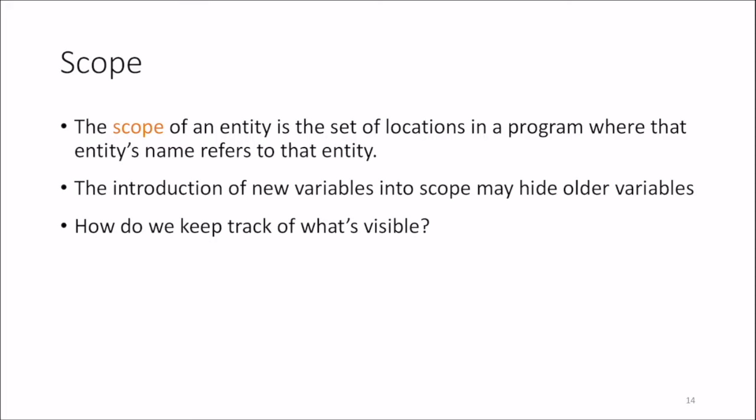So what is scope? The scope of an entity is a set of locations in a program where that entity's name refers to that entity. So you define it somewhere and then you use it in various other places, right? The introduction of new variables into the scope may hide older variables. So you can use the same name in a new scope, and that might shadow an older definition. So we want to keep track of what's currently visible, and that's a problem of scoping.